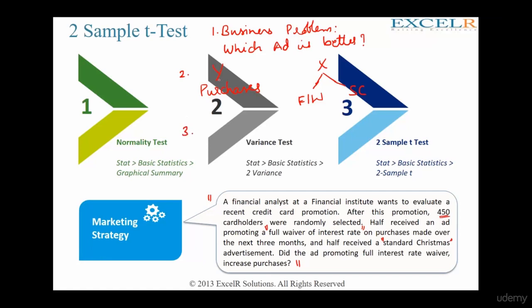As part of third step, we need to identify the data type of Y and data type of X. Purchases here is continuous. Since we can represent purchases in decimal format and it makes sense, it's continuous. Full interest rate waiver and standard Christmas promotion are two categories or discrete. These two are of discrete type, and you have two categories here.